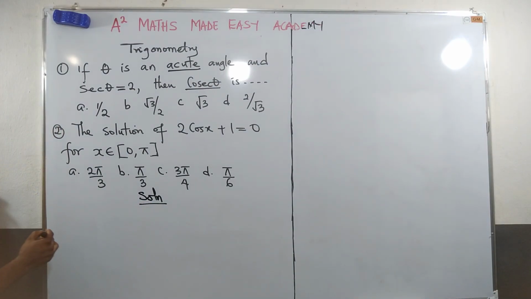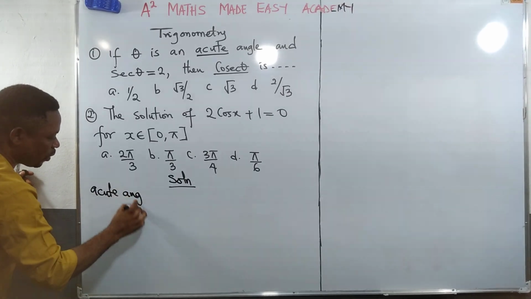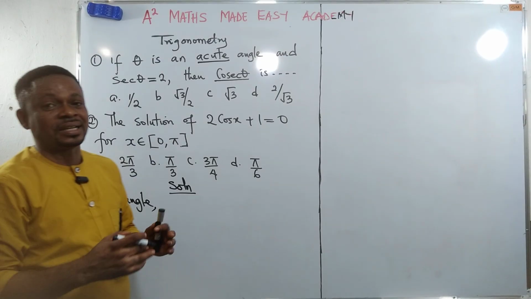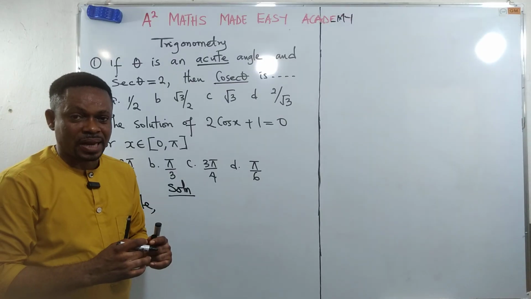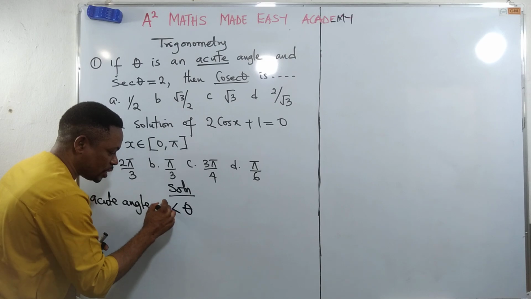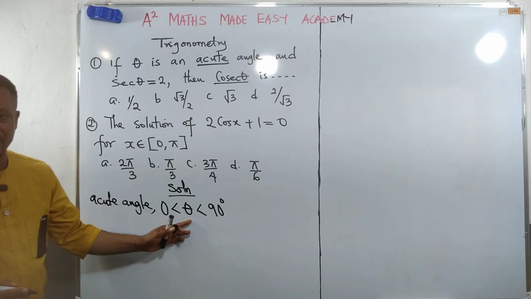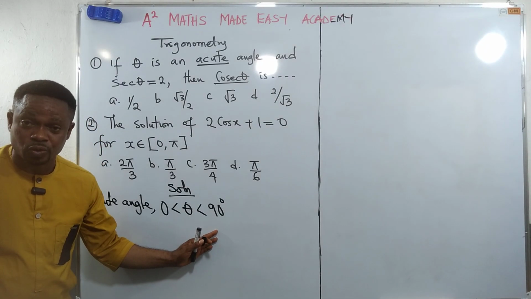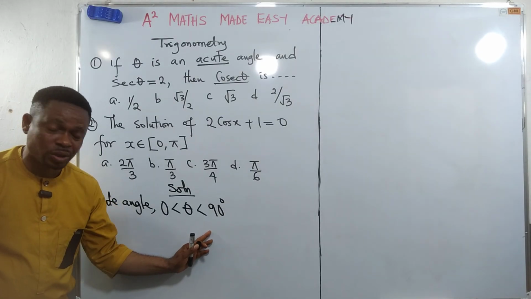Now you should know the word acute angle is in the question. What is an acute angle? An acute angle is an angle that is greater than 0 but less than 90 degrees. That is what it's talking about. So it simply means that when you see this angle, it is in the first quadrant. And in the first quadrant, all are positive.